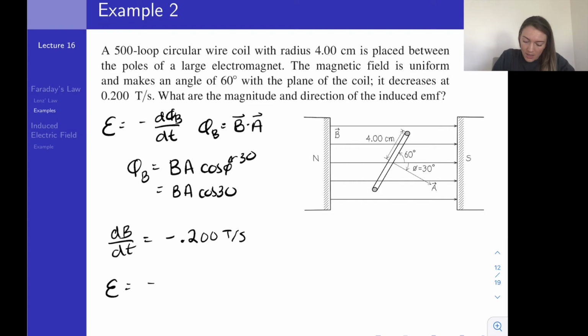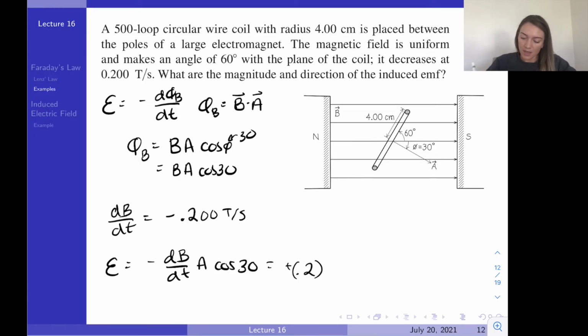So if we write the equation for our EMF, it's the negative time derivative of our flux. In our flux, only the magnetic field is decreasing, the area is staying the same, and our cosine is staying the same. Okay, so for our EMF, we have negative dB/dt, which we said is negative 0.2. So I'll just do plus 0.2 Tesla per second.